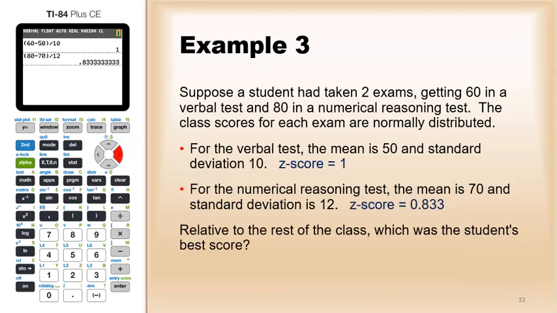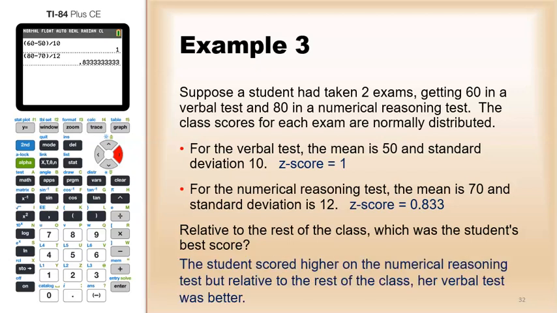Relative to the rest of the classmates, which was the student's best score? Well, the best score would be the one that's largest. So in this case, a z-score of 1. So the student scored higher in numerical reasoning, but relative to the rest of the class, her verbal test was better.